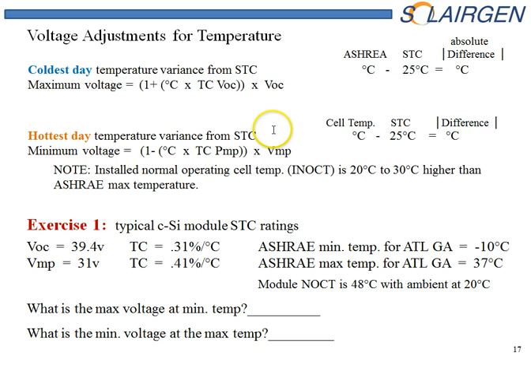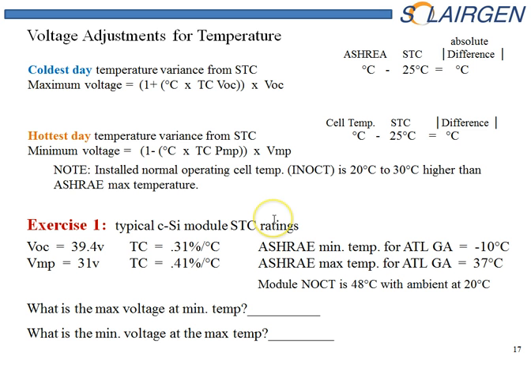Hottest day calculations are not the same. This occurs during the middle of the day, and cell temperature is actually hotter than ambient temperature. So let's take a look at this formula. This is the number of degrees different from standard test condition 25 degrees C multiplied by the temperature coefficient. So this gets our multiplying factor for us.